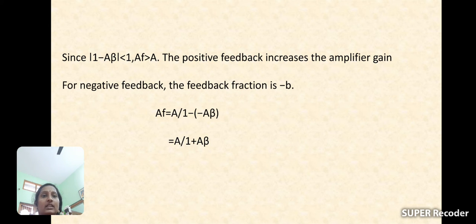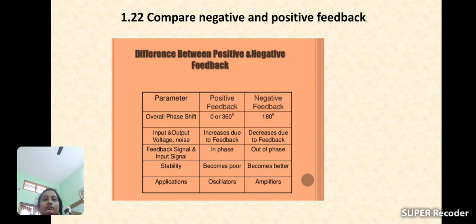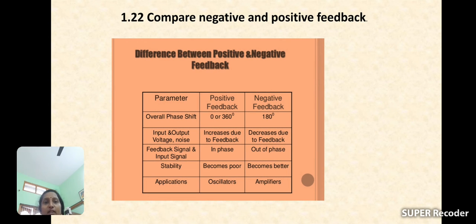In positive feedback, the amplifier gain increases, but in negative feedback, the feedback fraction is minus beta. Coming to the next topic, differences between positive feedback and negative feedback. I already told you the main difference. The positive feedback is in phase with the input signal. In phase means positive with positive, negative with negative, that is 0 or 360 degrees. But in negative feedback, the feedback signal is out of phase with the input signal.